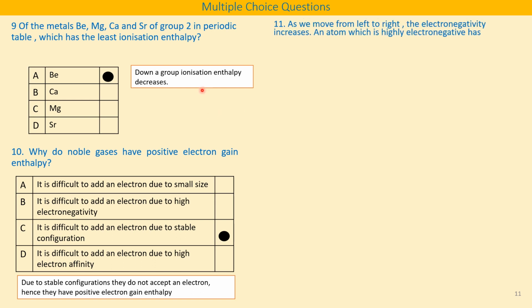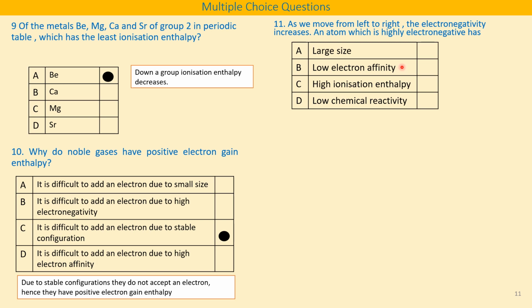Next question. As we move from left to right, the electronegativity increases. An atom which is highly electronegative has, four options are there. Option A, large size. B, low electron affinity. Option C, high ionization enthalpy. And option D, low chemical reactivity. Please pause the video and examine. I will give the correct answer.